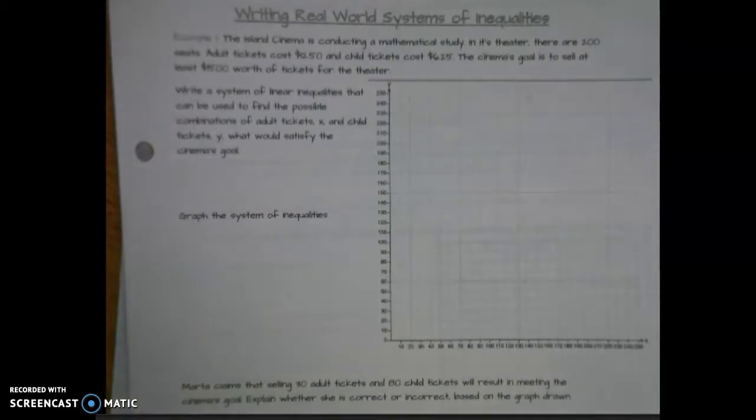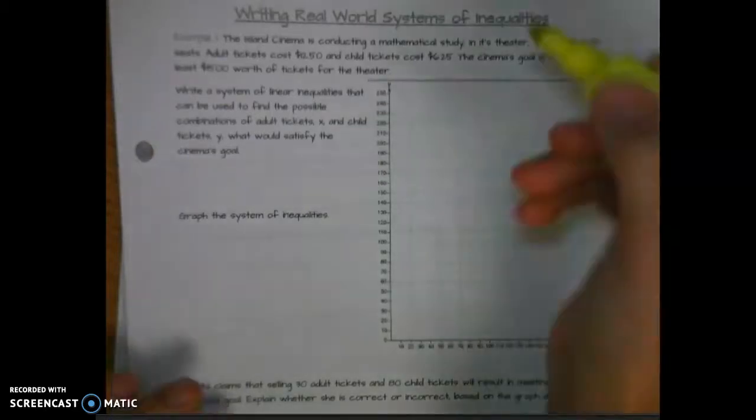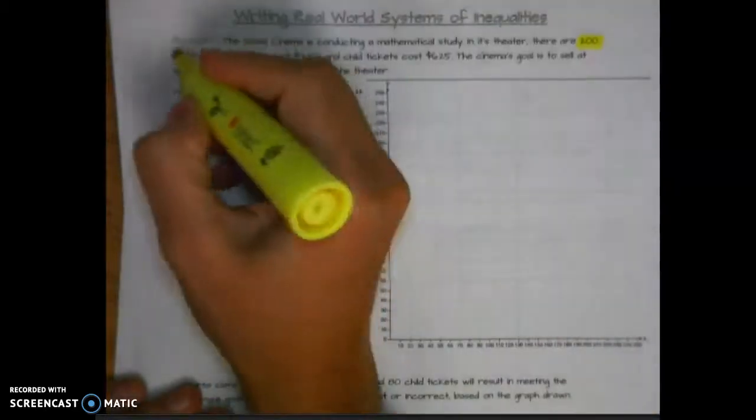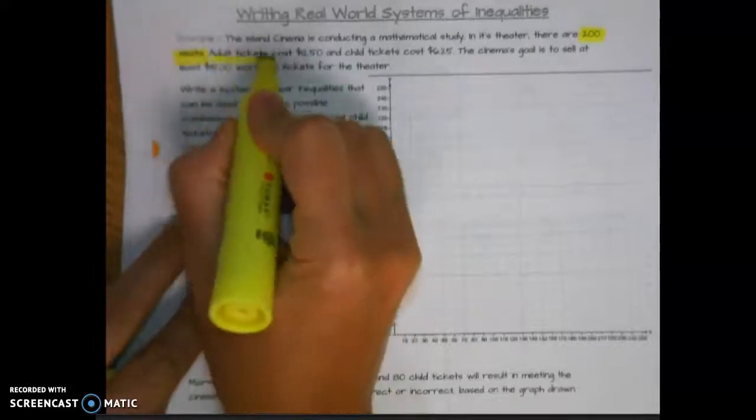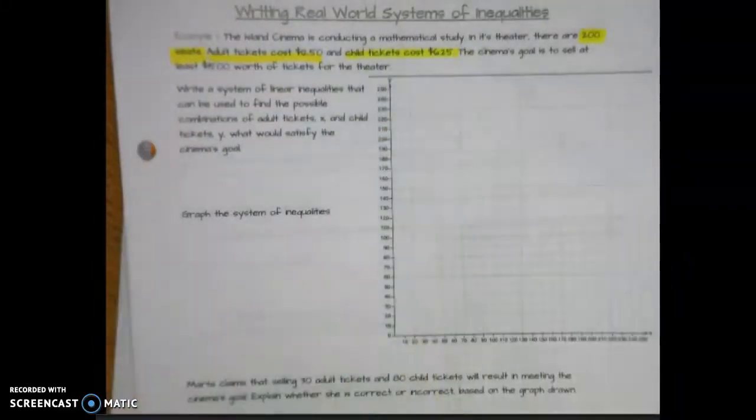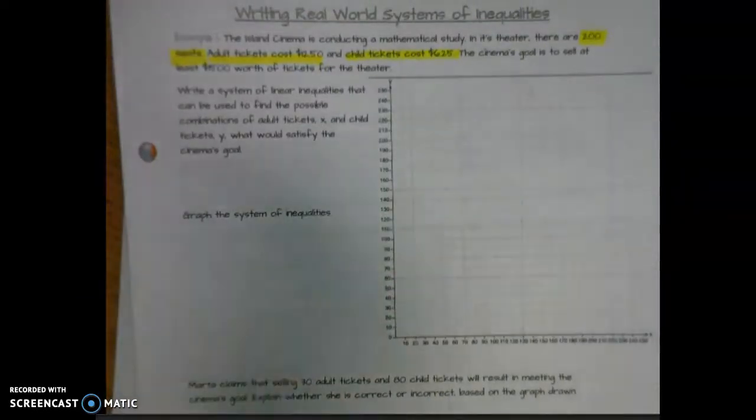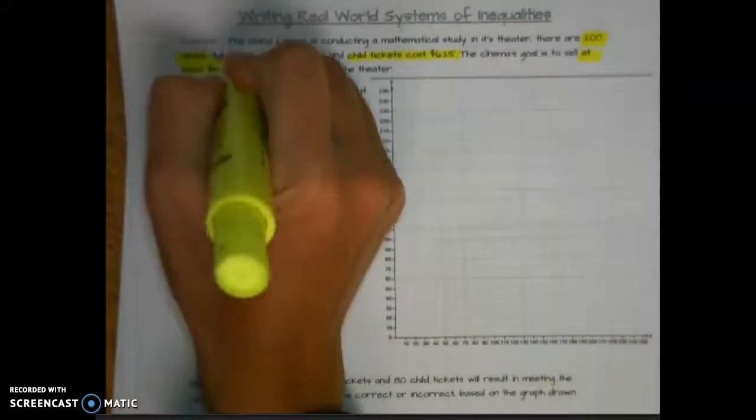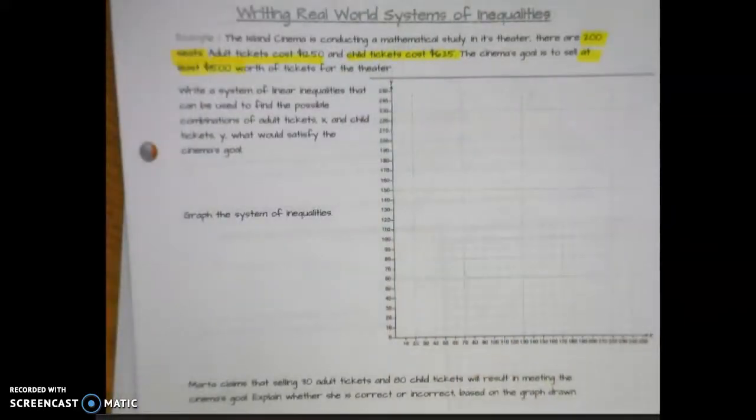So the Island Cinema is conducting a mathematical study. In its theater, there are 200 seats. I'm going to highlight that, that's important. Adult tickets cost $12.50 and child tickets cost $6.25. So there's two different prices for the two different types of tickets. The cinema's goal is to sell at least $1,500 worth of tickets for the theater.